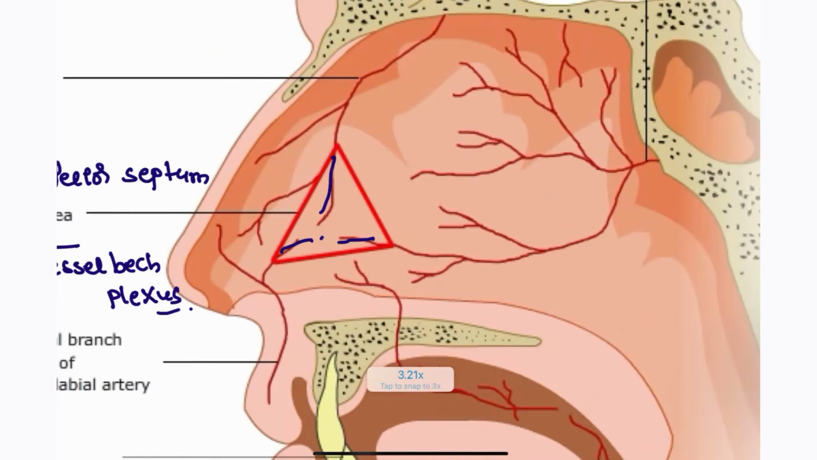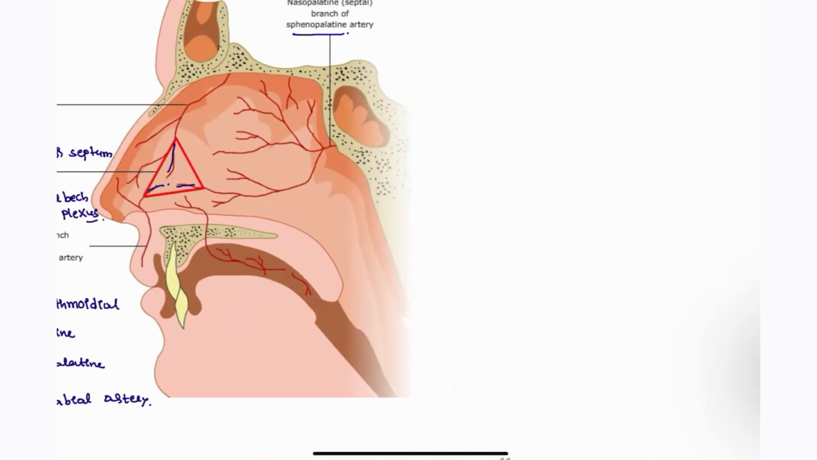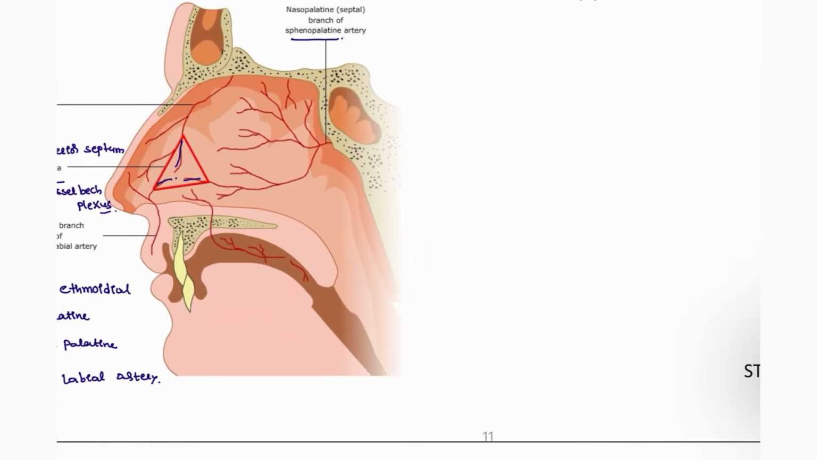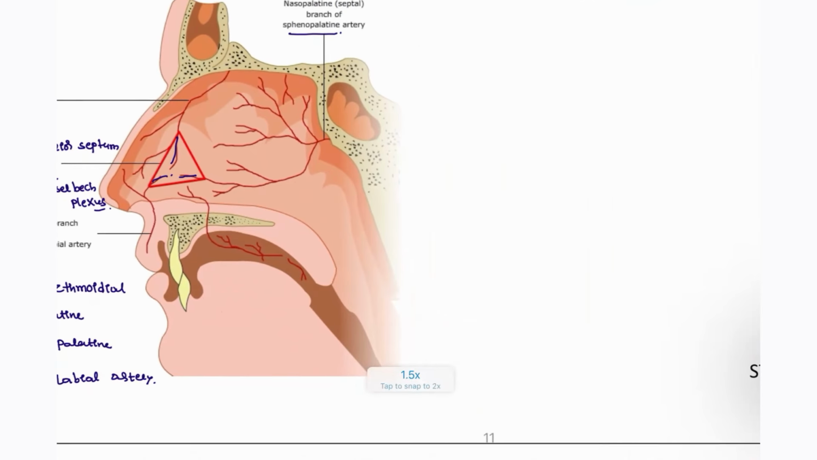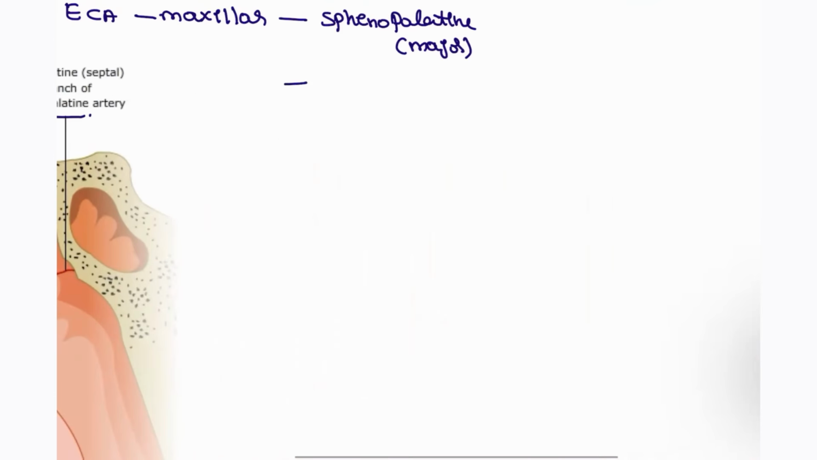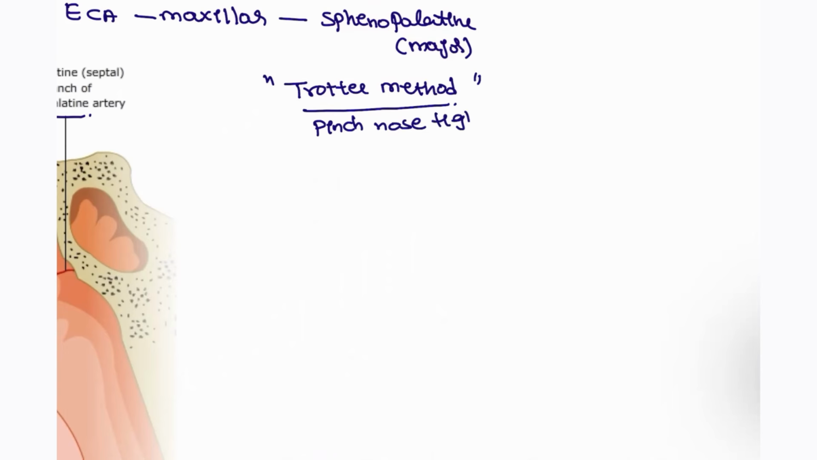Next, if the patient is having this condition, like severe bleeding, how are you going to control this? First, we are going to use the Trotter method. What does the Trotter method mean? You put pressure with your fingers. You press your nose gently and tightly, and that way you can stop the bleeding. Pinch the nose tightly, closing both the nostrils.